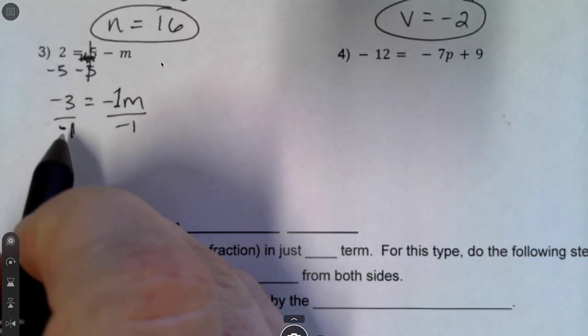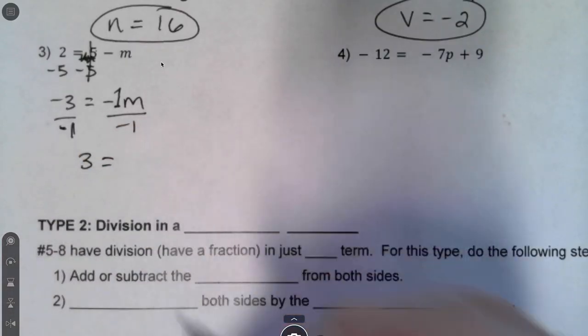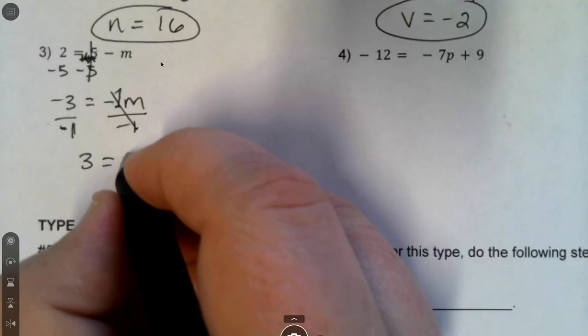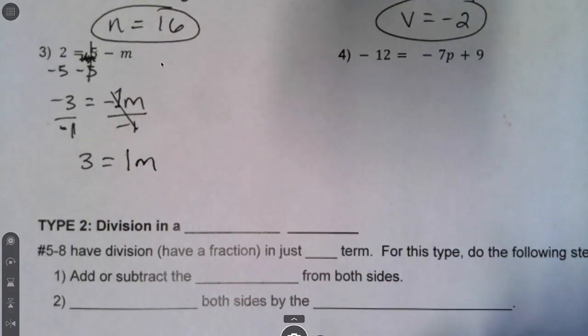Negative 3 divided by negative 1 is positive 3. Negative 1 divided by negative 1 is positive 1. So we get 3 equals 1m, or you can just say 3 equals m.